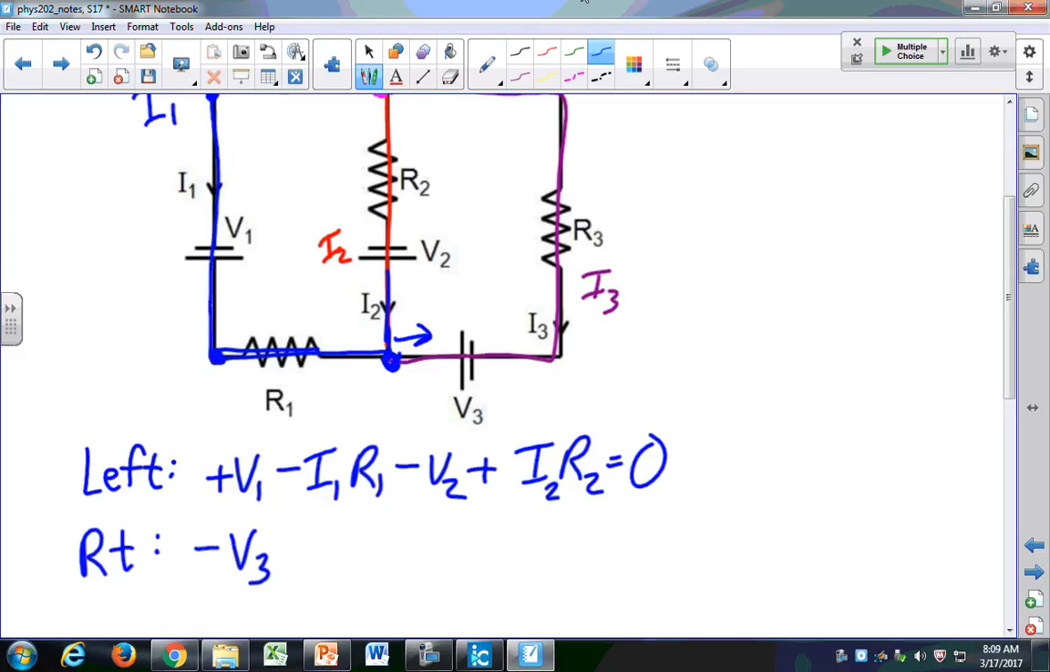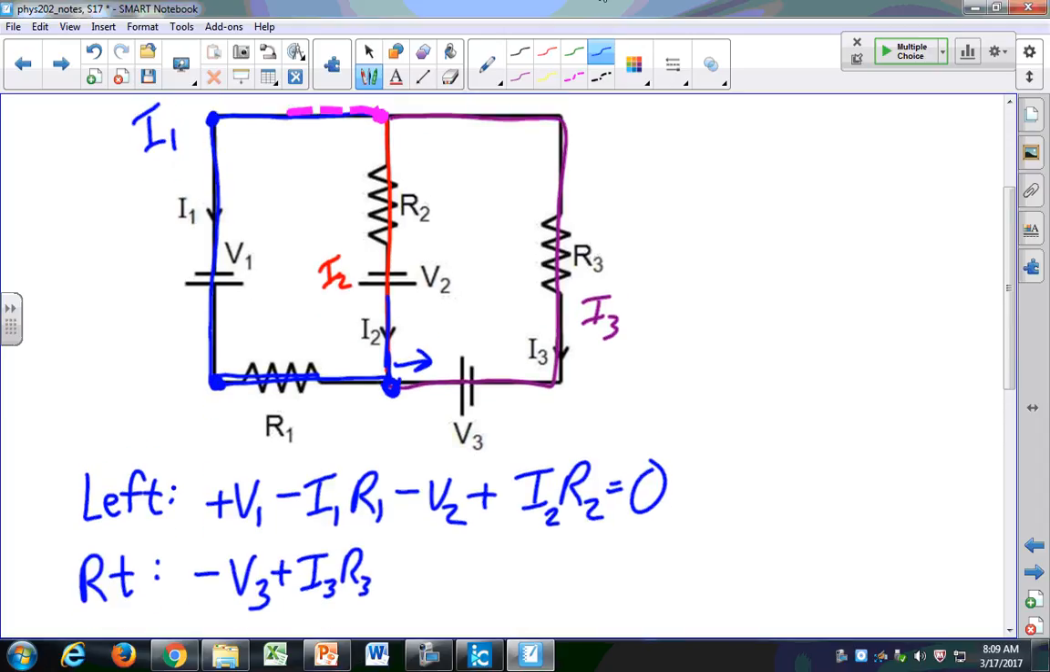All right. So I have minus V3. I have I3 R3 plus or minus for that. It's plus because I'm going against the current. Then I come back down here and notice that I'm coming into I2 territory. So I get I2 R2 plus or minus. That's minus. I'm going with the current. And then I get V2 plus or minus is plus. It does what batteries are supposed to do when you go from low to high. And so that's equal to 0.